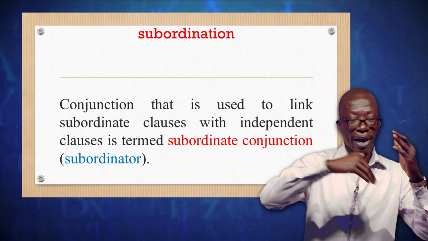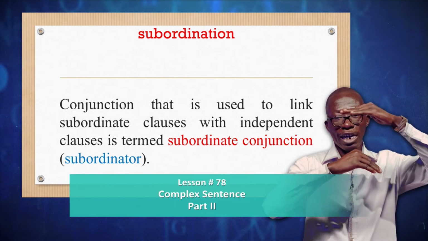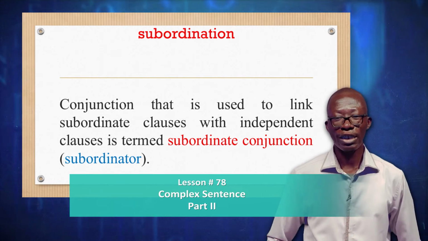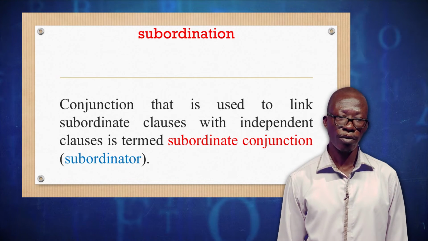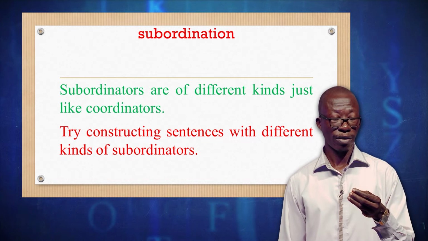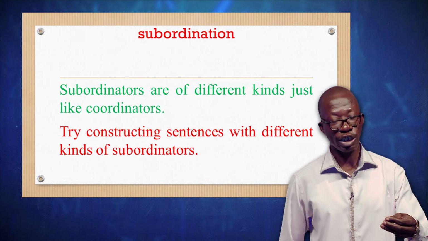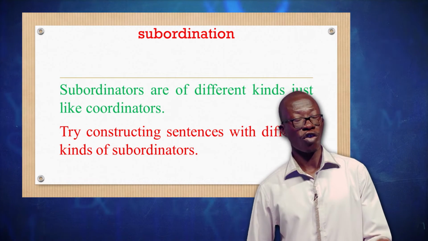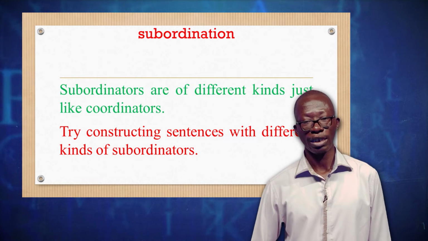A subordinate clause is of a lower rank than the main clause. So the word or the conjunction that is used to link these two clauses is called a subordinate conjunction or a subordinator. Subordinators are of different kinds, just like coordinators. In our lesson under compound sentences, where we mention coordination or coordinators, we realized that we have different categories of coordinators. Some came from the family of addition, contrast, and the rest.